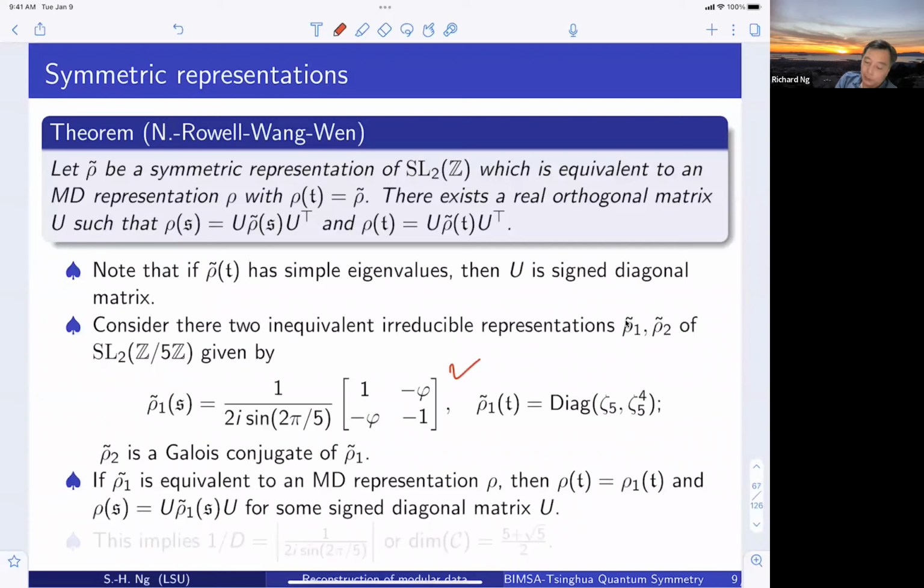But because the representation is related to the modular data up to rescaling, we know the dimension directly. Because the diagonal is 1 and -1, I know 1 over d is bounded by the absolute value of this number, and I want to compute the dimension d. So you immediately see that this is actually the dimension of the Fibonacci category.